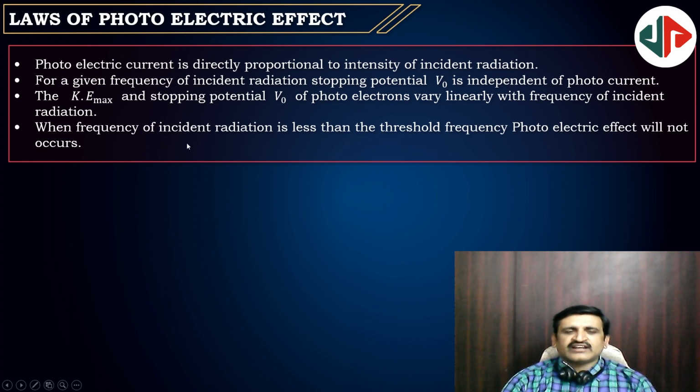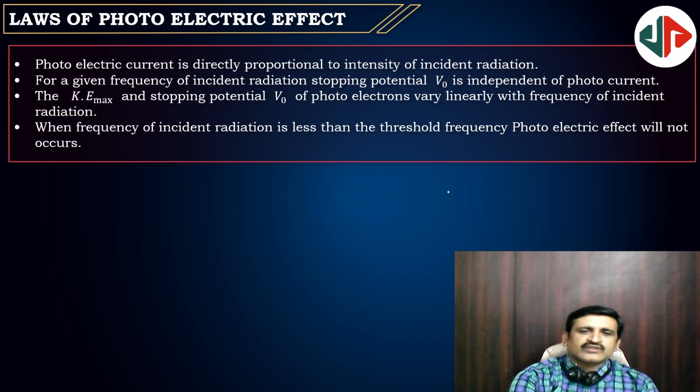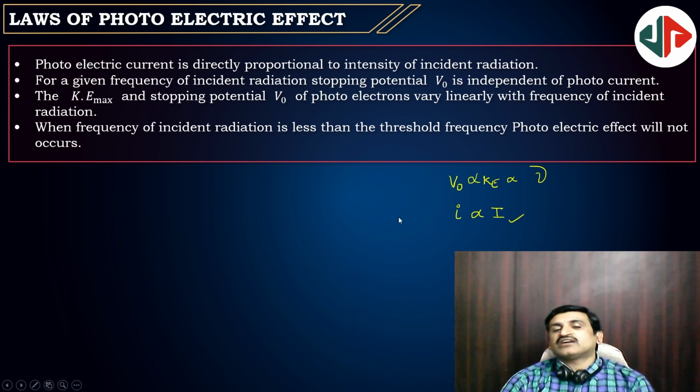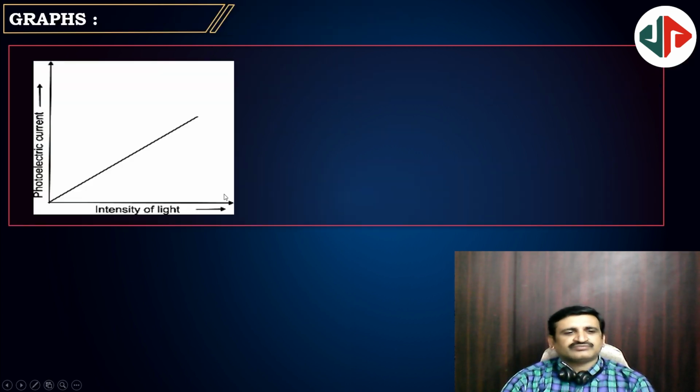Very clearly I can tell you two things. Stopping potential and kinetic energy are directly proportional to frequency, and current I is proportional to intensity. These two are different things. Don't merge them. If you increase intensity, current only will be increased, but not stopping potential. If you increase frequency, kinetic energy will be increased, but not current. So current is different, stopping potential is different. They are independent things.